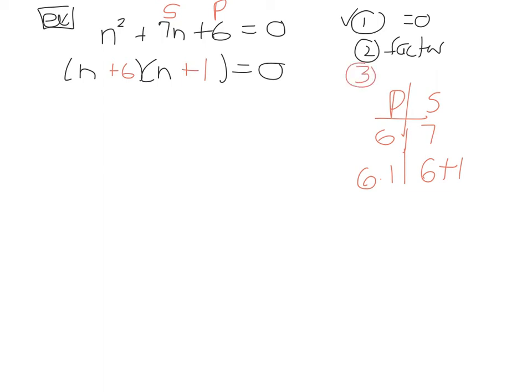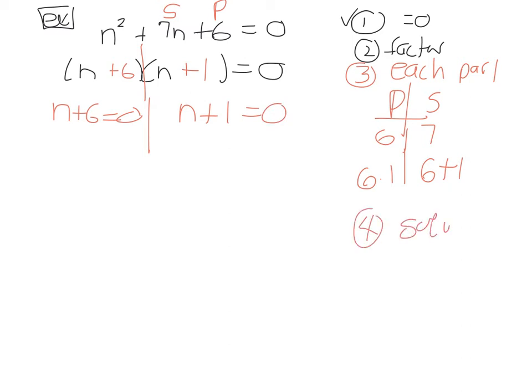Step 3, set each part equal to 0. So this is where I divide it here. I have n plus 6 equals 0, and I have n plus 1 equals 0. Step 4 is to solve each part. Minus 6, minus 6. And I have n equals negative 6. Oops, I'm sorry, this side is minus 1. And n equals negative 1.